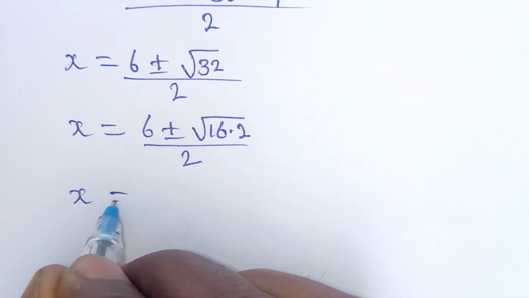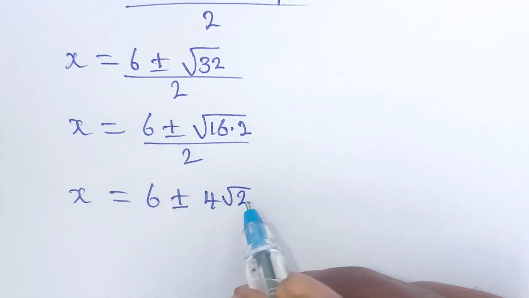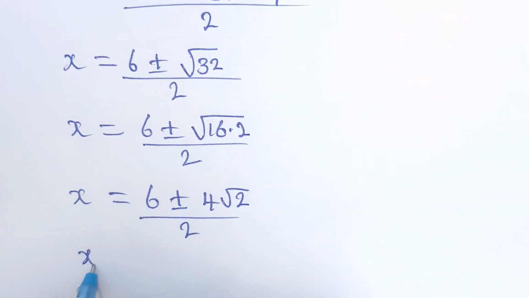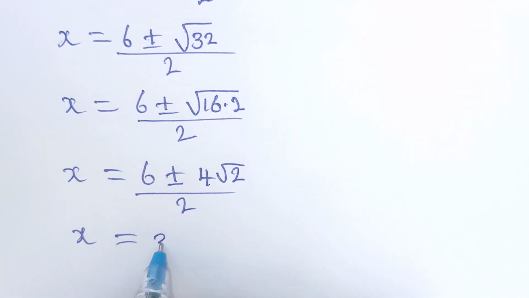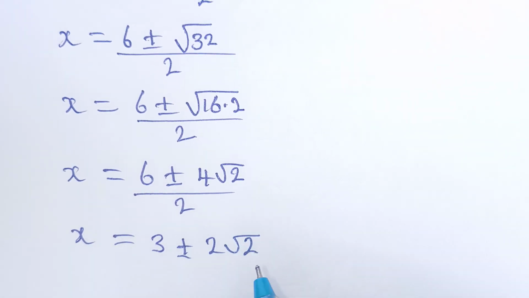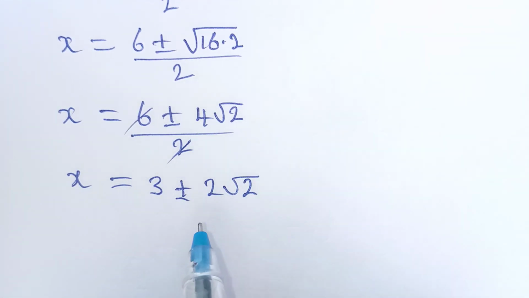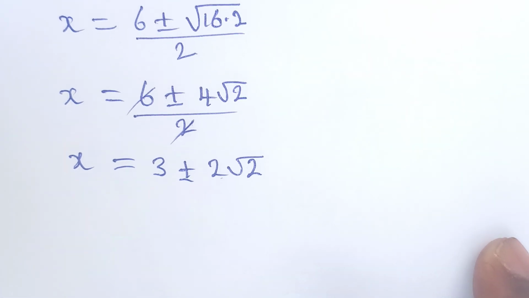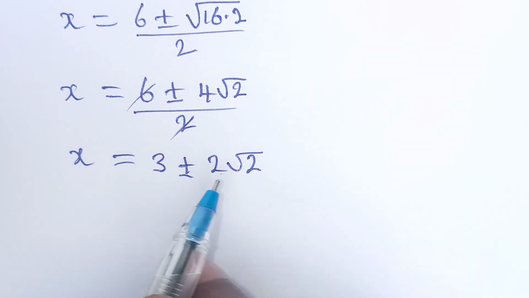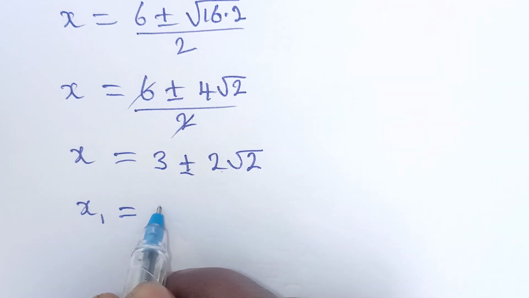Now, our x here is equal to 6 plus or minus 4 root 2, because square root of 16 is 4. This is over 2, right? Now, from here, x will be equal to 3 plus or minus 2 root 2. This is because 2 can go here to give us 3, 2 will go there to give us 2, right? And from here, we have come to where we're going to stop because we don't want to have decimals.